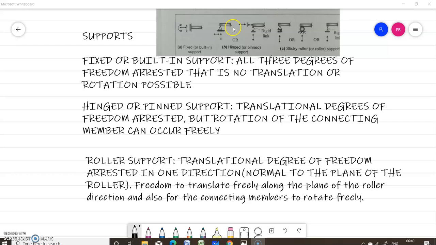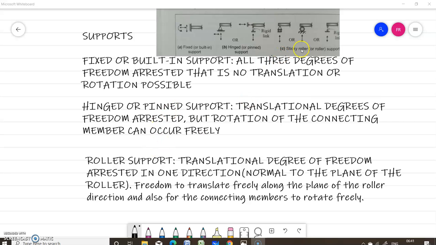So here this is allowed to rotate, but this is not allowed to move in the horizontal direction and also in the vertical direction. So degree of freedom is 1. That is, rotation is allowed. All other degrees of freedom are arrested.